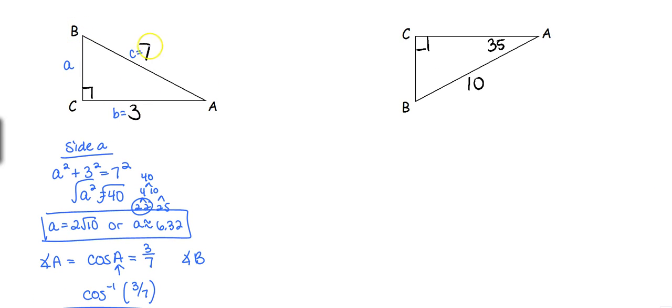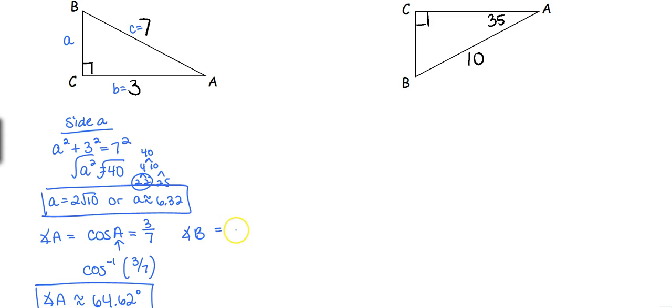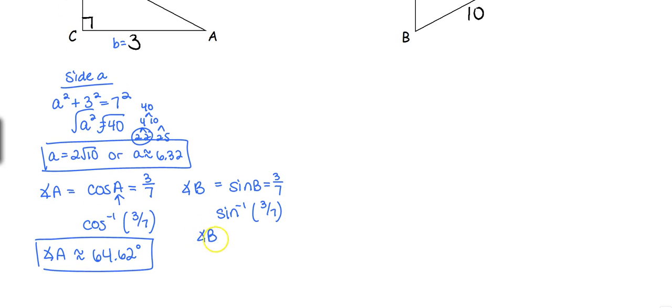So this time I have 3 and 7 still, but 3 is opposite B, 7 is the hypotenuse, which means that's sine. So sine of angle B is going to be equal to the opposite, which is 3, over the hypotenuse. Once again, I'm solving for my angle, so I'm going to use the inverse sine and find that my angle B is going to be about 25.38 degrees. That is one way you could have done it.